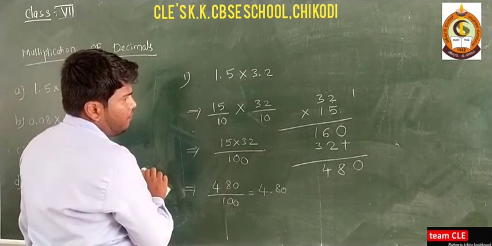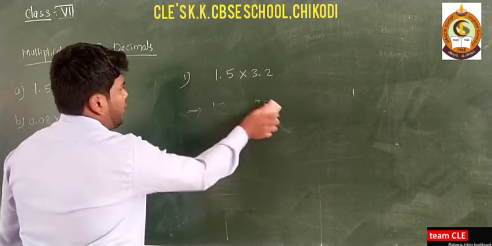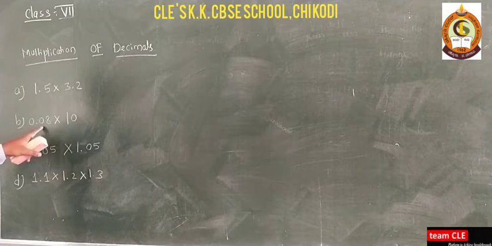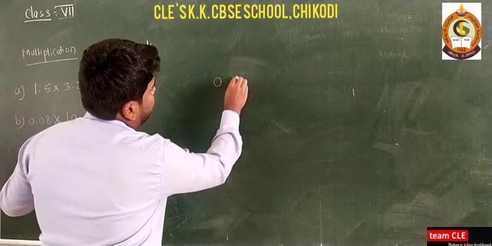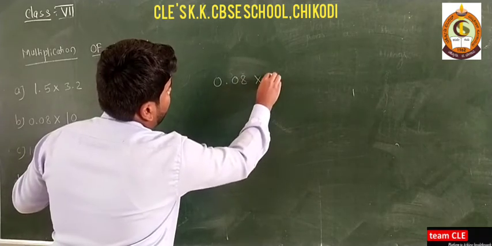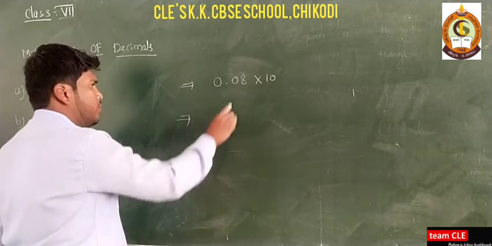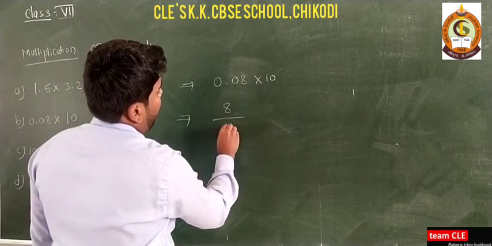Okay, so one more example I am going to solve, that is how to solve the multiplication of decimals. So one more problem, it is 0.08 into 10. So see here dear students, 0.08, it is after 2 decimal points, means I can write this as 8 by 100.